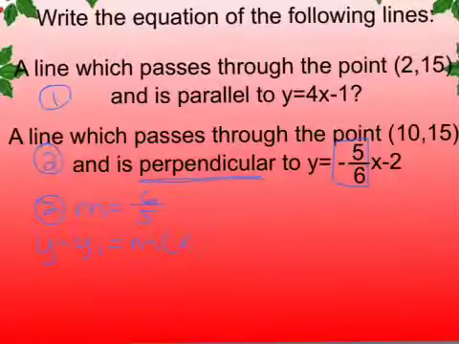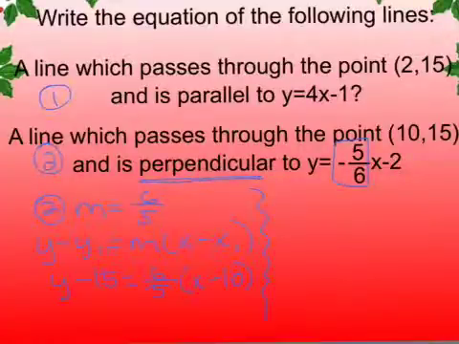And again, it doesn't tell you what form it has to be in, so we can leave it in this form. So y minus the y-coordinate equals the slope that we want times x minus the x-coordinate. And that could be our final answer.